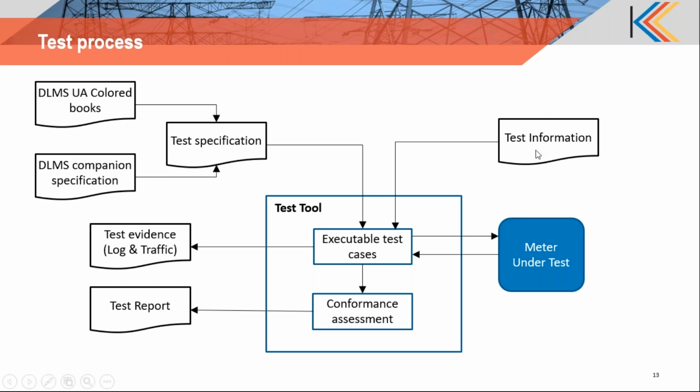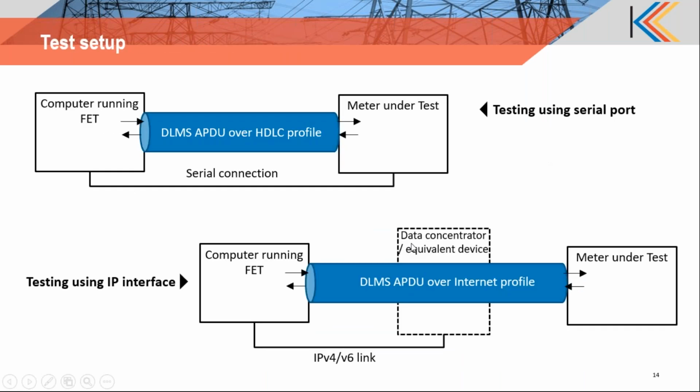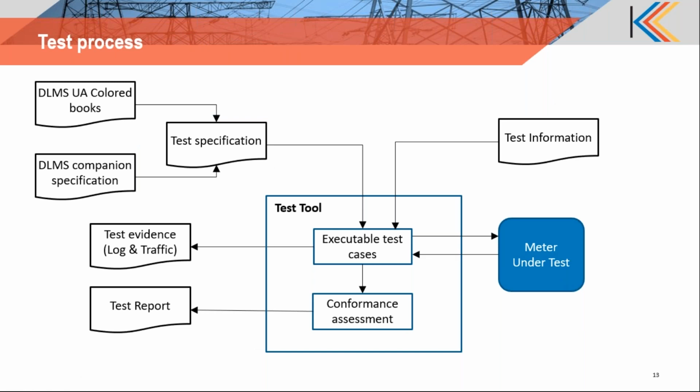And then there is the meter test information, which contains the meter specific details such as the passwords or the addresses of the meter to be tested. These two inputs are provided to the test tool, and the test tool runs the executable test cases. The communication is logged into the log and traffic, and then the behavior of the meter for the executable test cases is passed to a conformance assessment module, which determines the pass or fail verdict for each of the tests.